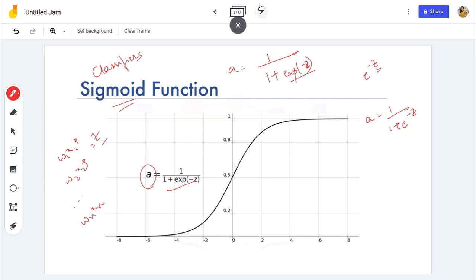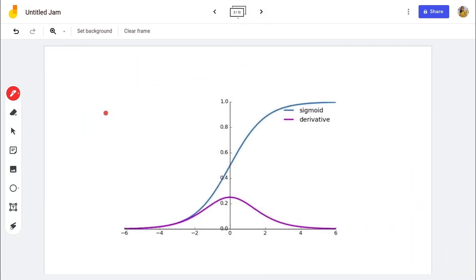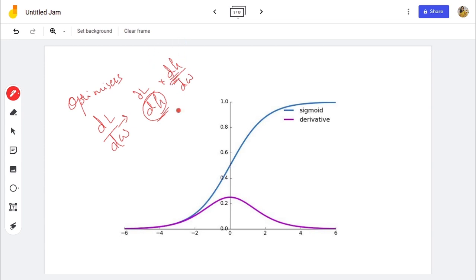Next, let's come across the derivative of the sigmoid function. So, why do we need the derivative? If you remember, we had optimizers, and in optimizers we used to calculate the loss with respect to the weights, but there was a chain rule, so we had to calculate the loss with respect to the output and then the derivative of the output with respect to the weights. So, for calculating the derivative of the output, you need these derivatives. Hence, this is the derivative of a sigmoid function.